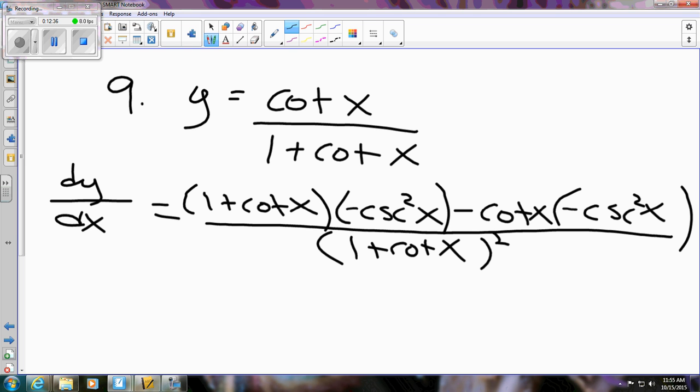Sorry, I want to clean this up a little. Any ideas? You could do that. So you want to multiply by 1 minus cotan x over 1 minus cotan x. So the denominator would be 1 minus cotan squared x. All right? Now, does that mean anything to you?